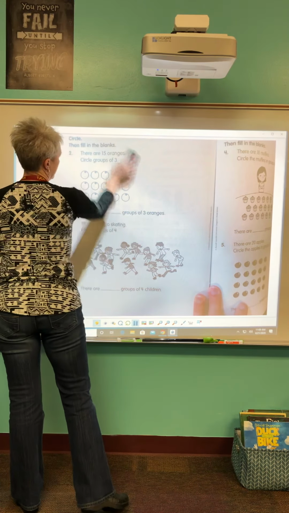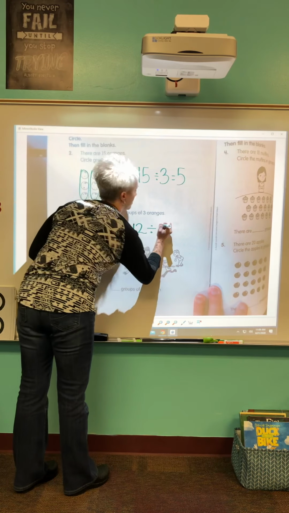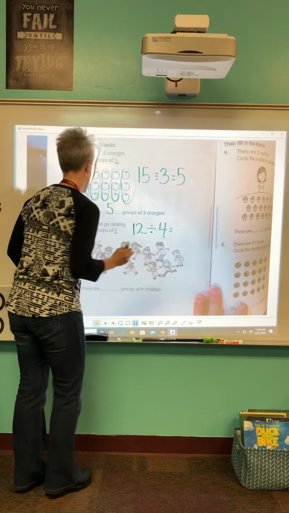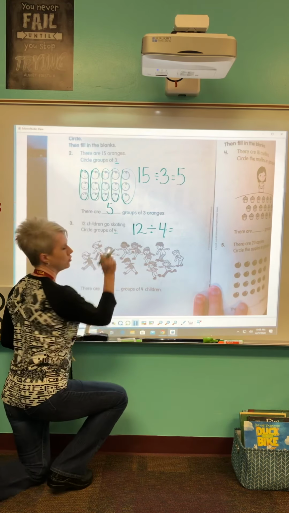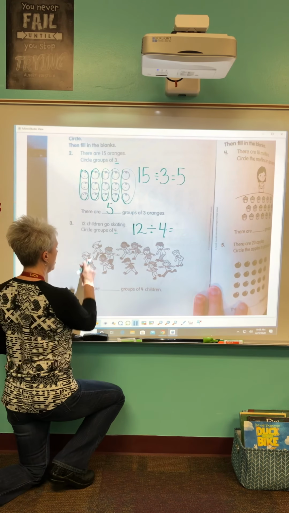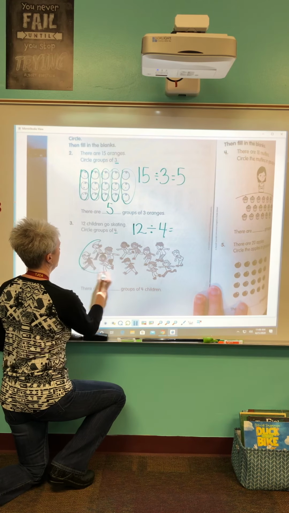Number 3, 12 children go skating. Circle groups of 4. So we know that we have 12 all together. We're going to divide by groups of 4. So let's circle up. Each group needs to have 4 skaters. 1, 2, 3, 4. There's a group.